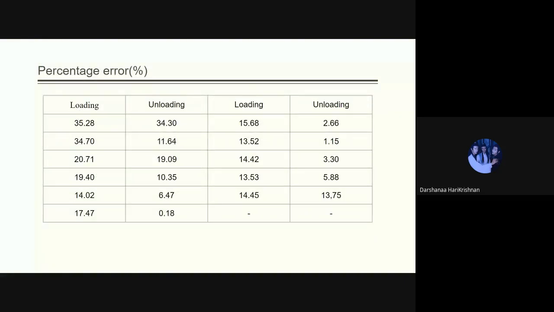Okay, here I've listed down the percentage error based on the loading and unloading from 0 kg mass added to a total of 5 kg mass added.